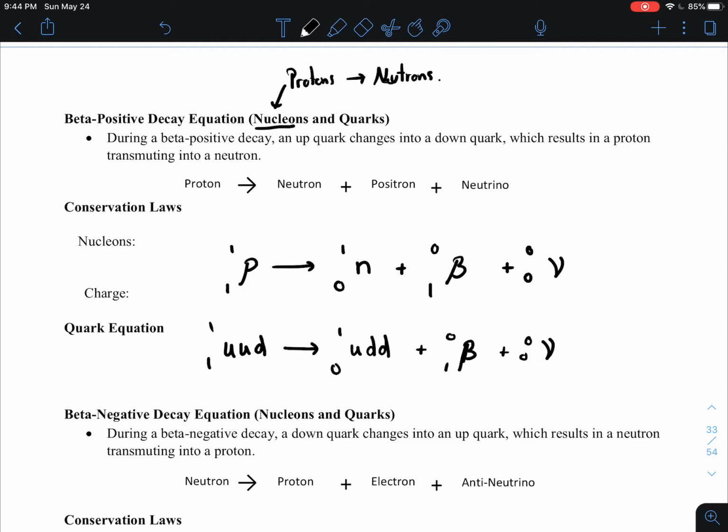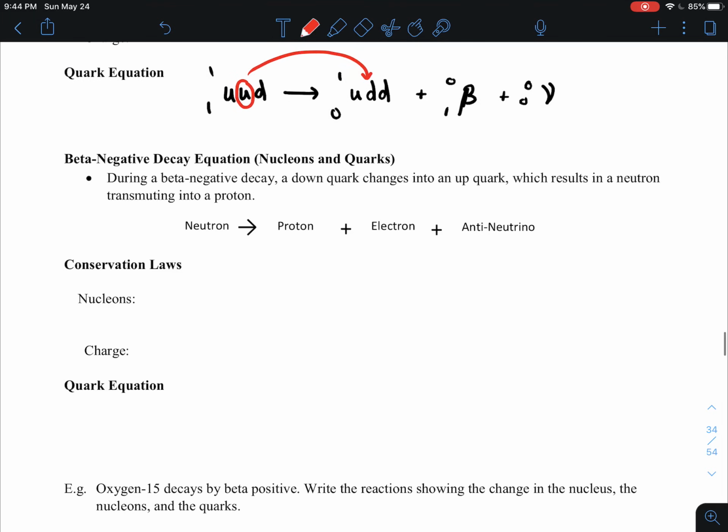So what we're technically saying is, through this process of beta decay, positive beta decay, one of these ups turned itself into a down. So one up quark turned itself into a down. So an up quark changes into a down quark, which results in converting a proton into a neutron. And once again, a proton can't simply be a neutron without giving up a positive particle, because we have to conserve charge. All right, let's see what the next one looks like when we do beta negative decay.